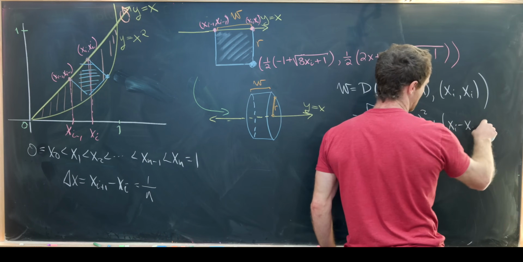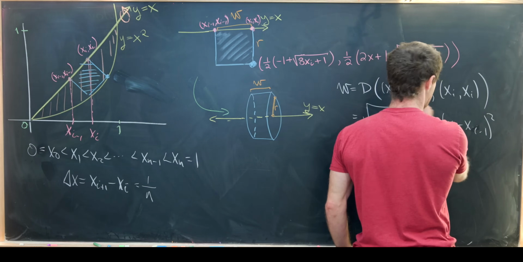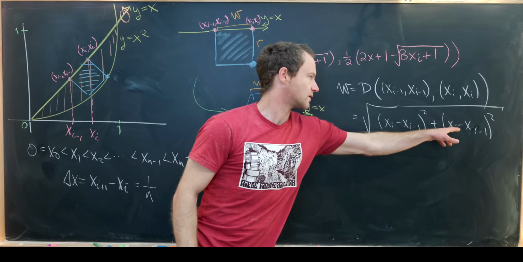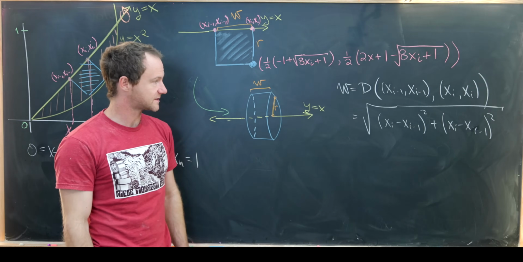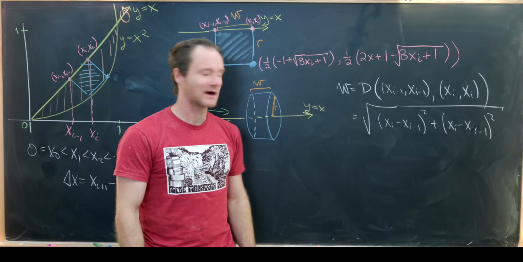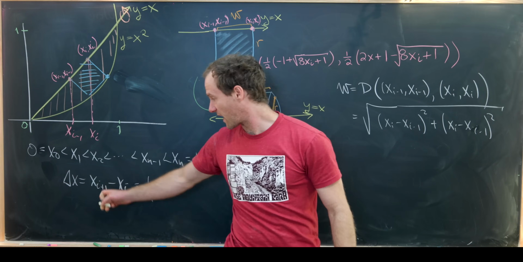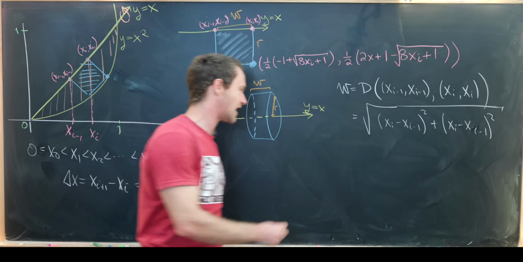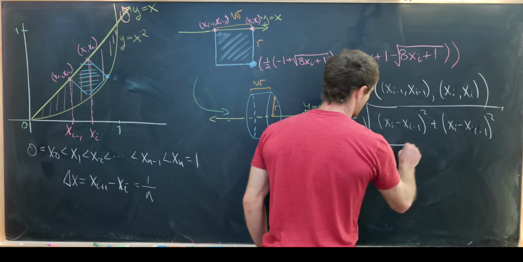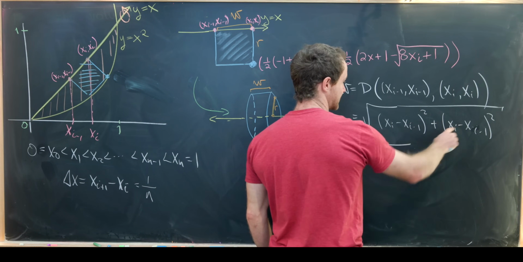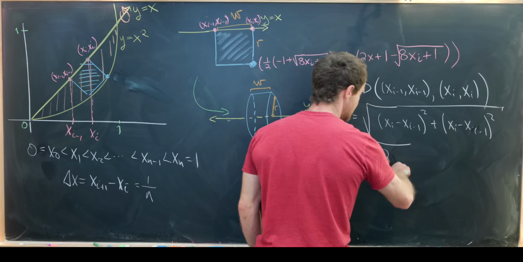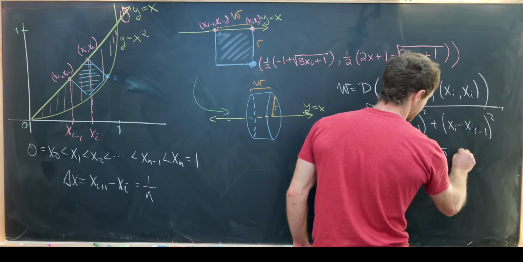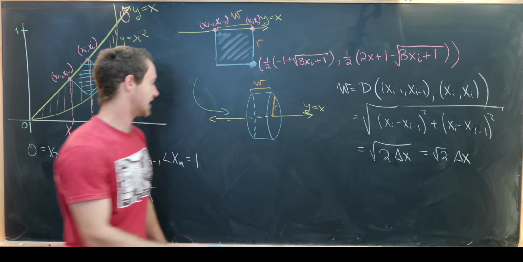And that's because we're on the line y equals x, so the x and the y coordinates are the same. This is like the change in the x coordinates, and that's like the change in the y coordinates. But let's recall that x_i minus x_{i-1} is defined to be delta x. This is shifted a little bit, but we always get the same value. So this gives us the square root of delta x squared plus delta x squared, which is 2 times delta x squared. So in other words, we have the square root of 2 times delta x.